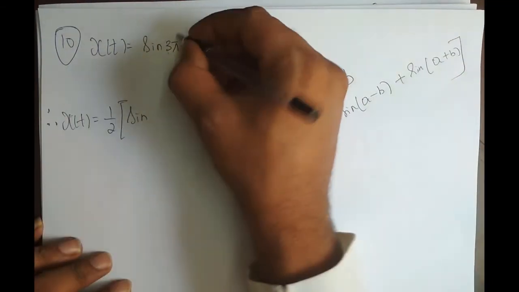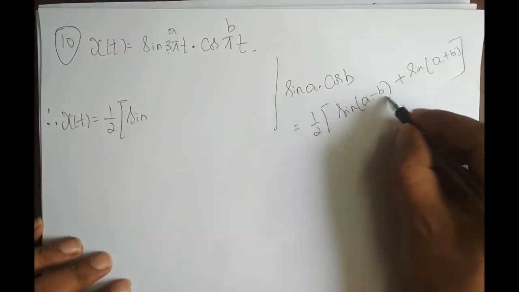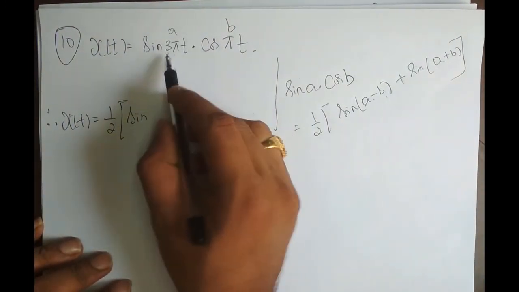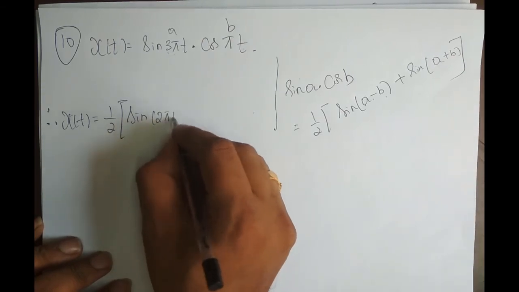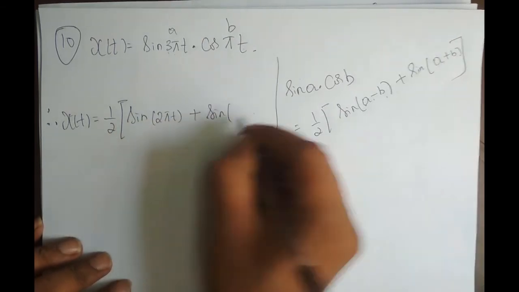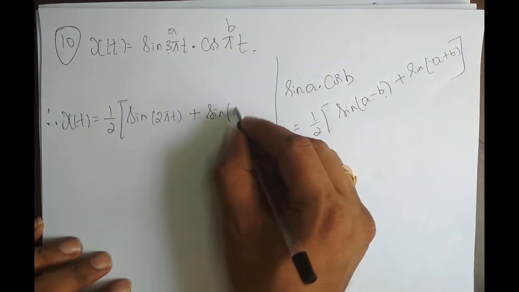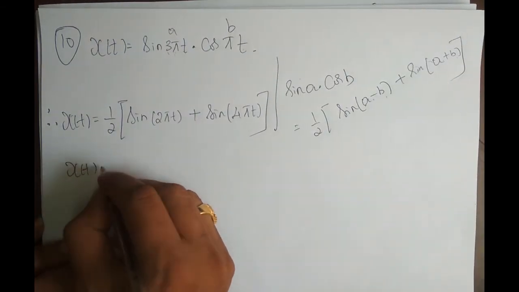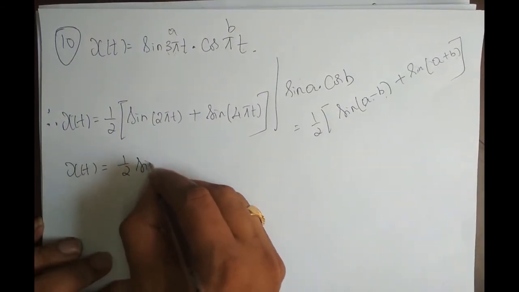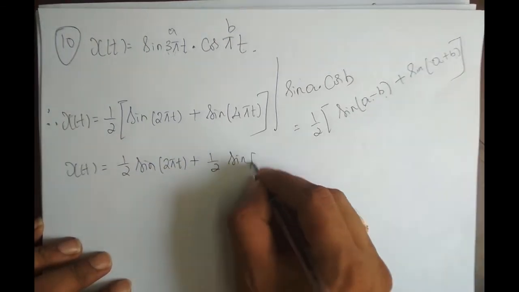sin of, if this is sin A and if this is cos B, so what do I get? Sin of A minus B, 3 times pi t minus 1 times pi t, it is equal to 2 times pi t, right? Plus sin of A plus B, so 3 times pi t plus 1 times pi t, which is equal to 4 times pi t. Okay, now x of t I can write as 1 by 2 times sin of 2 pi t plus 1 by 2 times sin of 4 pi t.